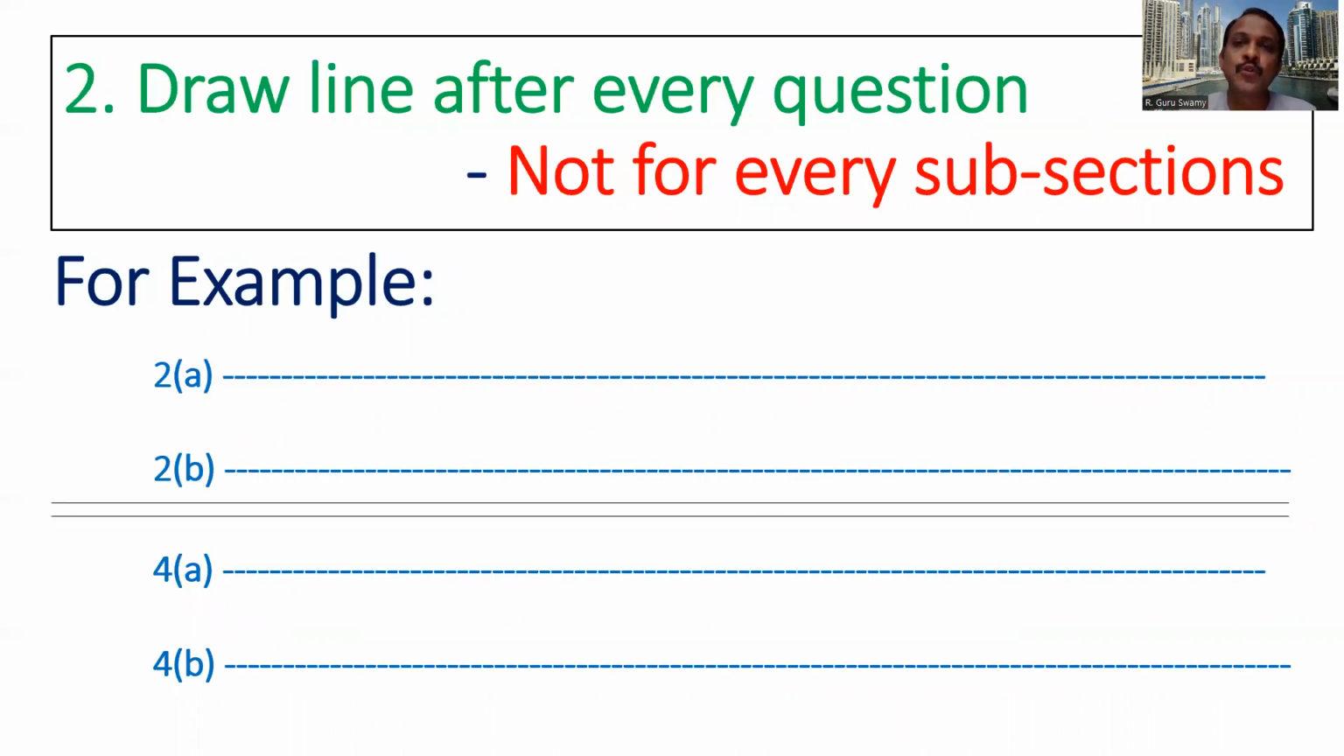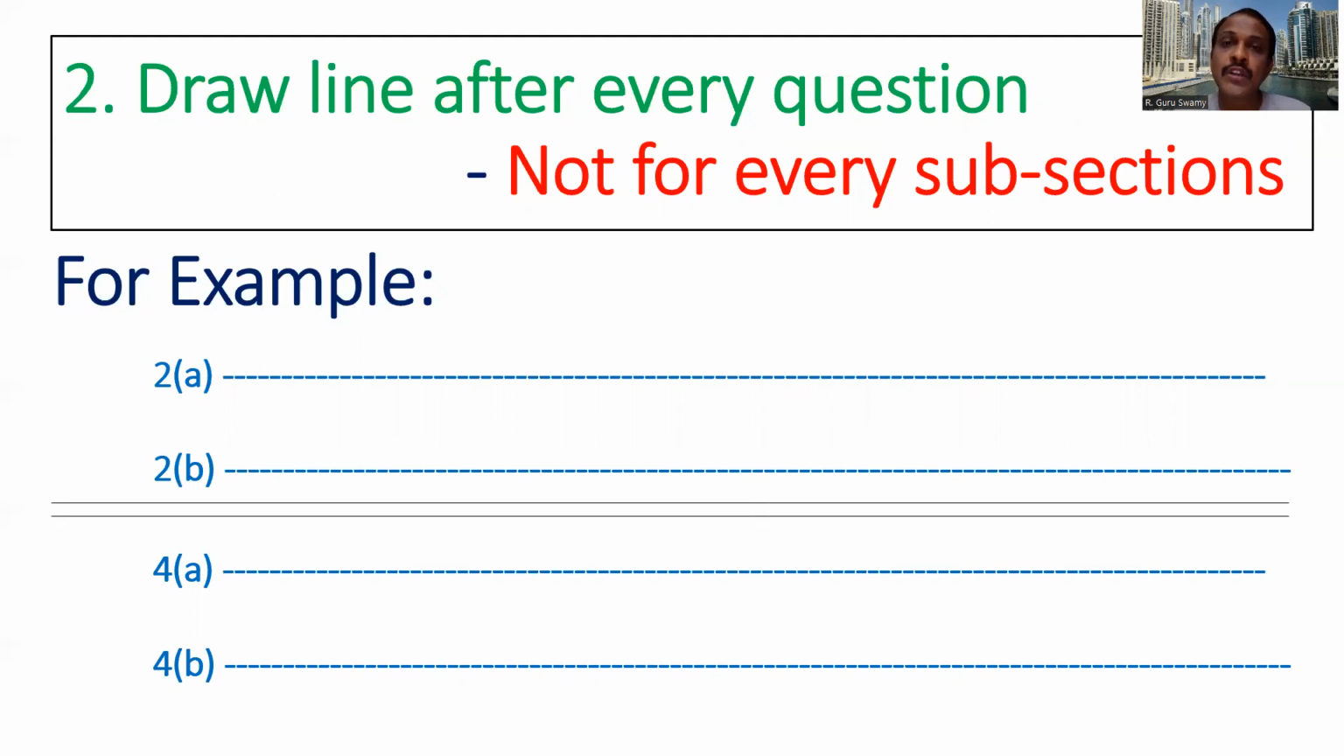Now coming to the second tip, students. After writing all the subsections, draw a line, so that it gives a clear view to the evaluator that you completed all the subsections of that particular question number. Here I have given an example of second question A bit, second question B bit, and two lines are drawn to indicate that the second question is completely over. Later, the fourth question. With the fourth question, A bit is done, B bit is done, draw the two lines again. It really gives a clear impression on your question paper and to the evaluator that you have completely done with that question along with the subsections.